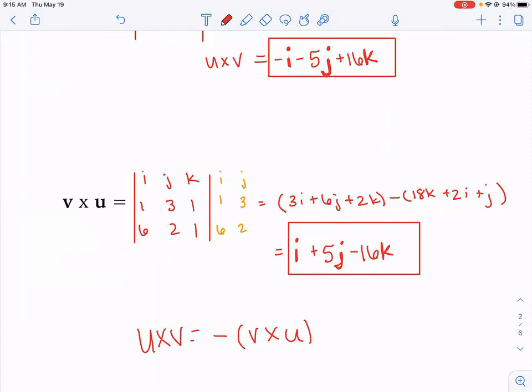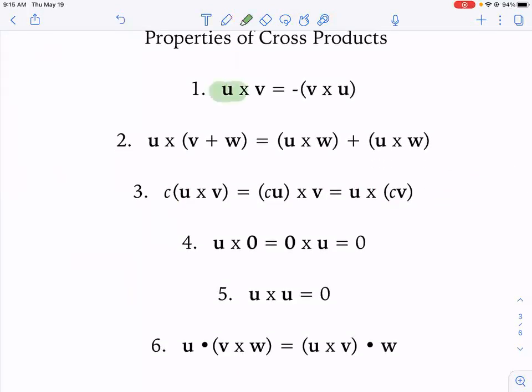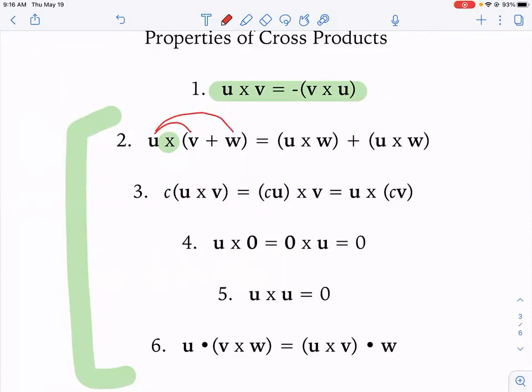Okay, so let's go through some things that happen with cross products. So the first thing, you just wrote it down. You don't have to write these down, but this one you can write down. u cross v is the opposite of v cross u. Okay. The rest of these, let's just talk about, you don't need to write them down. Since the cross product is multiplication, multiplication is distributive. So that's what this number 2 is, u cross v plus u cross w.